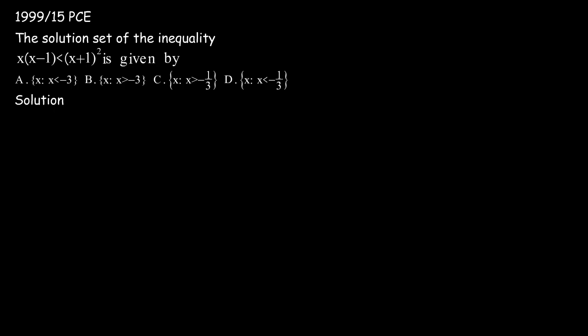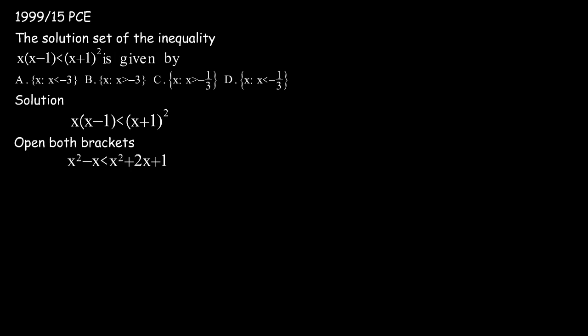For our solution, s into s minus 1 is less than s plus 1 in bracket square, we are going to open both brackets, and when we do that, it becomes s square minus s is less than s square plus 2s plus 1. Our next step is collecting like terms, and it becomes s square minus s square minus 2s is less than 1. Simplifying the left hand side, it becomes minus 3s is less than 1.